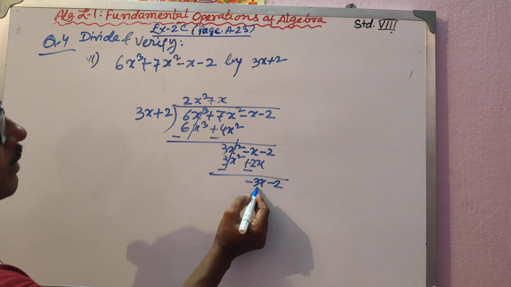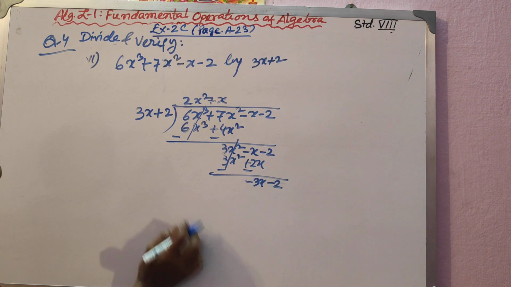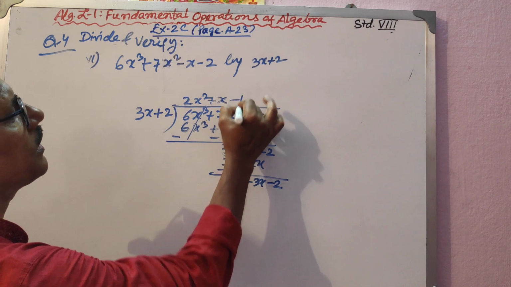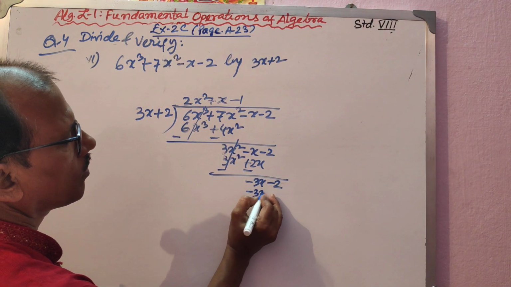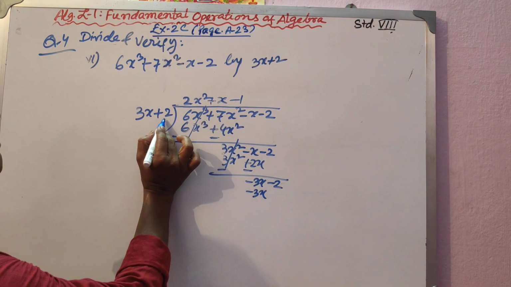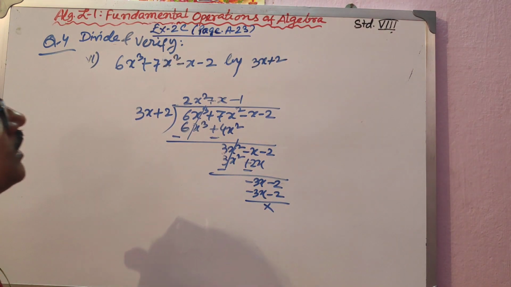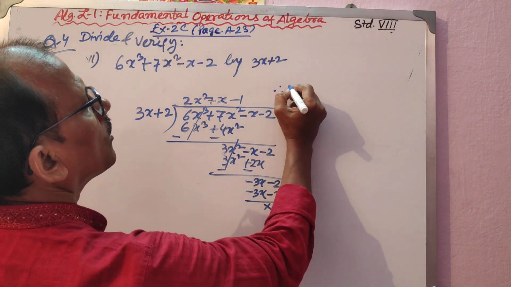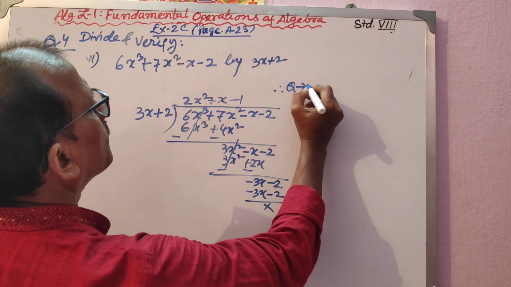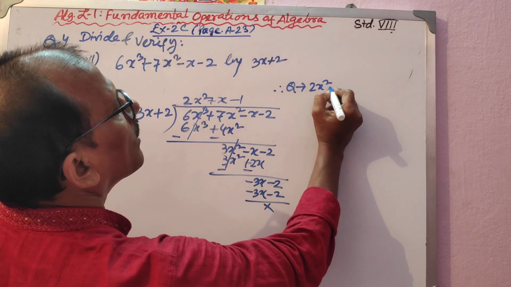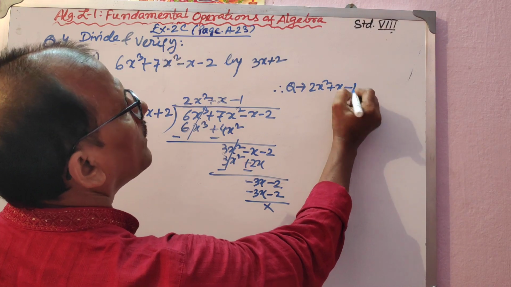Now you will have to multiply something to get minus 3x. What will you multiply? If you multiply minus 1, then you will find minus 3x. Minus 1 multiplying with 2 will be minus 2. Then you don't have any remainder. Therefore, the quotient became how much? 2x square plus x minus 1.